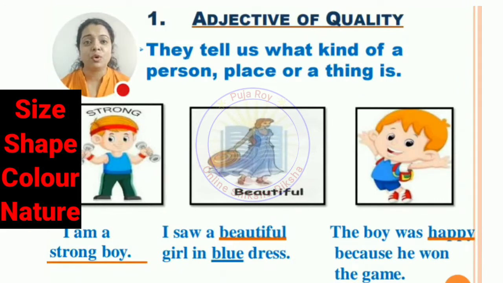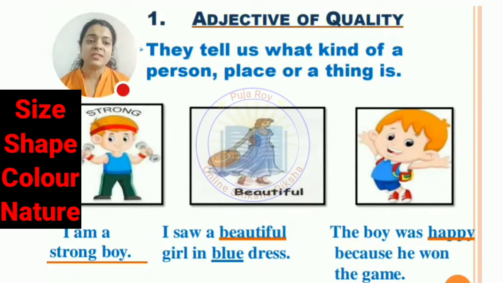And adjective of quality, most of the time, comes before a noun. What do you find? I am a strong boy. Boy is a noun, and before that comes the word strong. I saw a beautiful girl. Girl is a noun, and before that comes beautiful. In a blue dress, dress is a noun, and before that comes the color blue. So blue is the adjective.